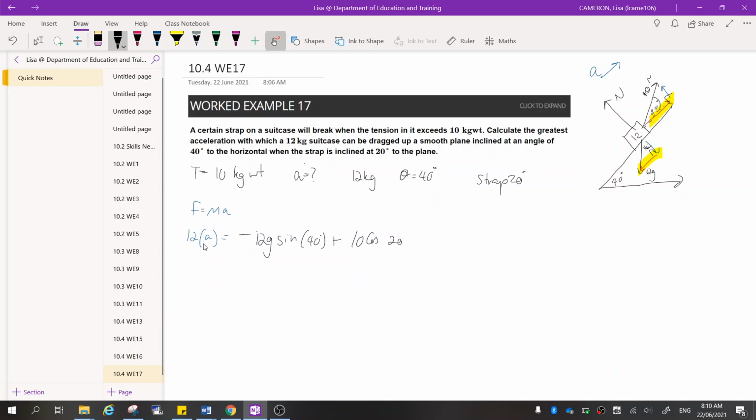So now all I have to do is punch this in the calculator, divide it by 12, and that's going to leave me with my acceleration. So 12 times 9.8, or negative, sine of 40 degrees plus 10 cos 20 equals, and then divide it by 12.